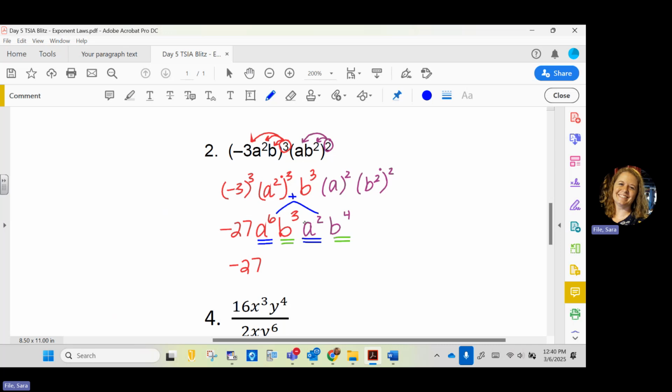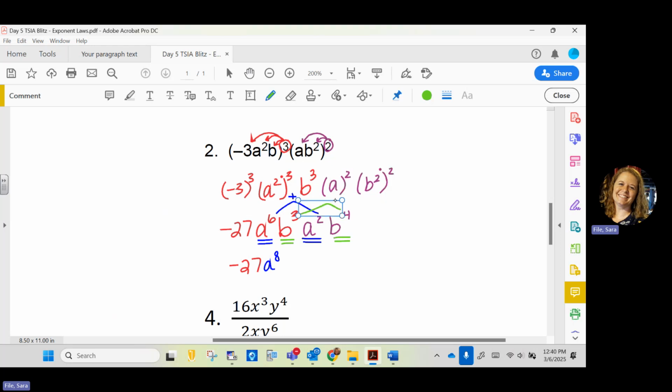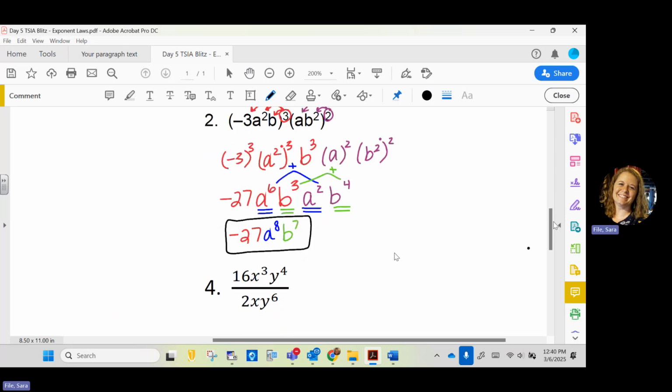So 6 and 2. So A to the 8th. The B's, I'm going to add those powers. So 3 and 4 is 7. So B to the 7th power. That's as far as I can take it. I used 3 of the different properties there.